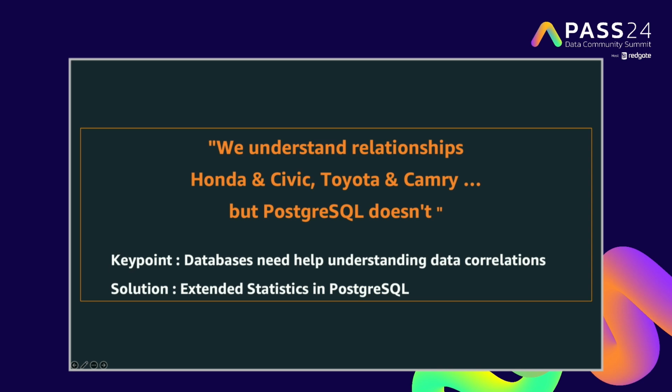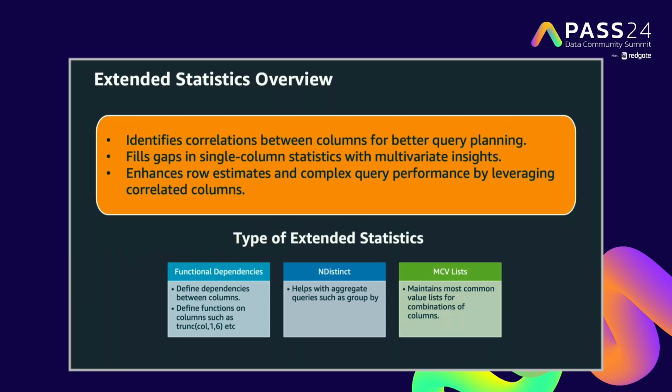All right, so we as humans understand the relationship between Honda and Civic, Toyota and Corolla, but this is something that Postgres doesn't know. So in order for us to inform Postgres about these relations between the different values, we need to create extended statistics. In this section, we are going to focus mostly on extended statistics, because Raj did provide a good base as to how the estimates work and how better estimates help us improve the query plans.